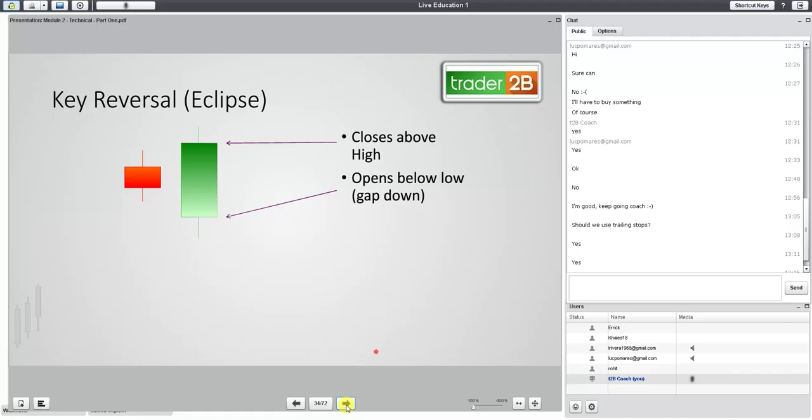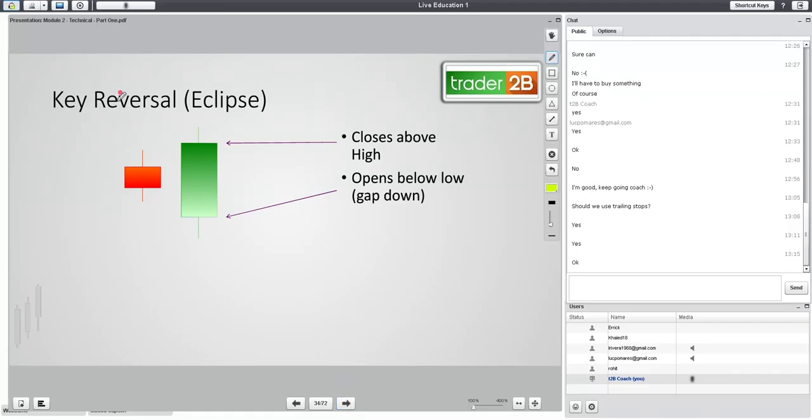So moving forward, key reversals, eclipse. An eclipse essentially represents two candles, one being larger than the other. So this is an eclipse. You have your first candle here, followed by your second candle, which is much, much larger and essentially eclipses that candle. So it closes above the highs and opens below the lows. That's what essentially represents an eclipse.